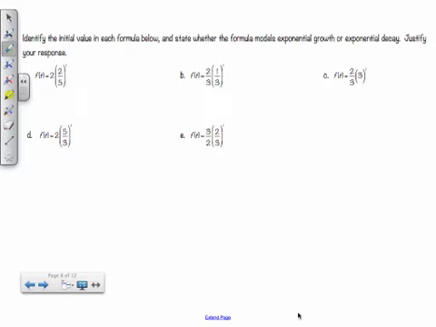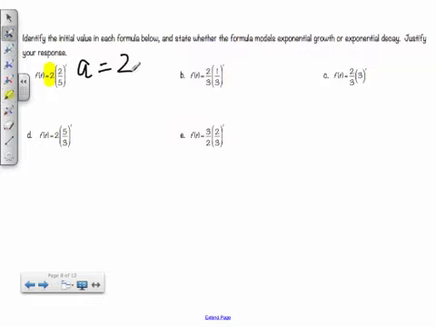All right, so let's go ahead and take a look at question number 2. Identify the initial value in each formula below and state whether the formula models exponential growth or exponential decay. Justify your response. So in question A, our initial value, our starting amount, is going to be this 2 right here, because that's the A value, it's your starting amount.